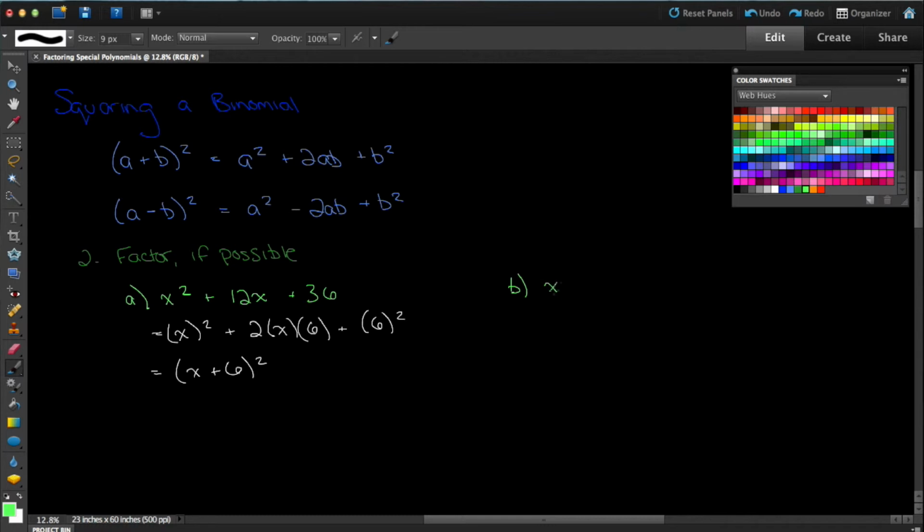B, x² + 18x + 81. Again, we look for the square roots of x² and 81, which are x and 9. And sub them into the formula, getting us the answer (x + 9)².